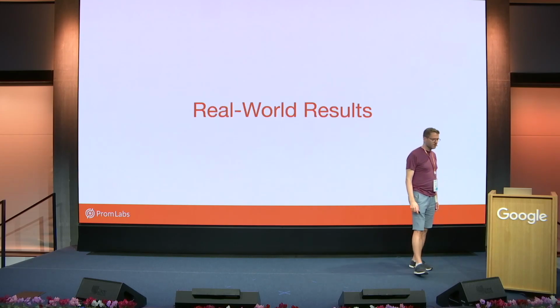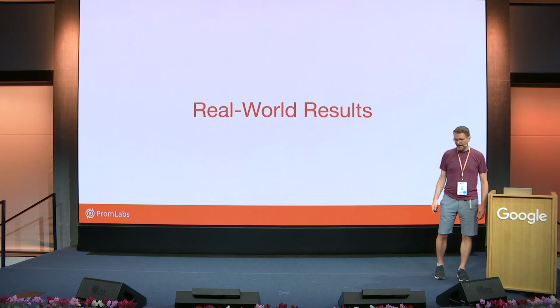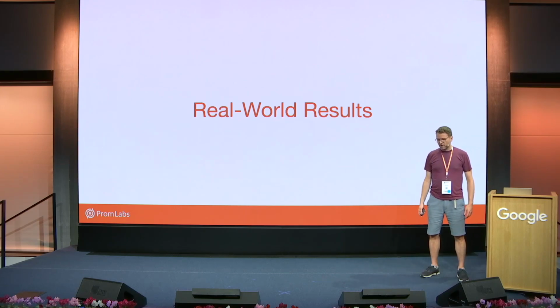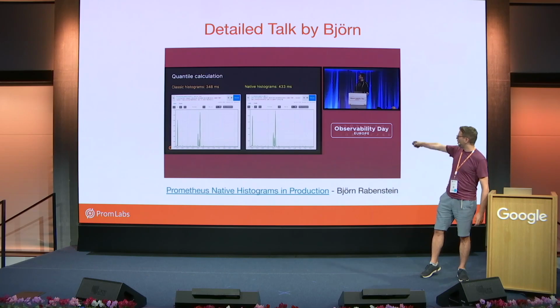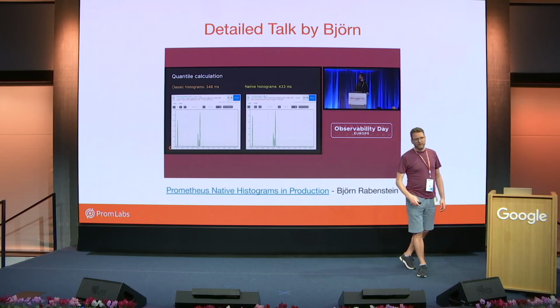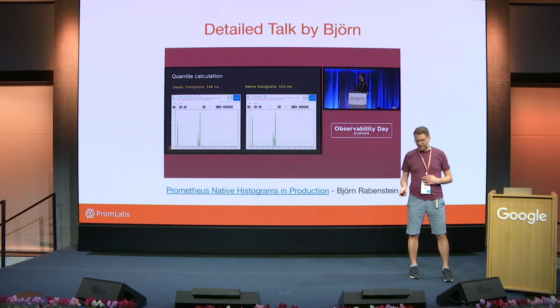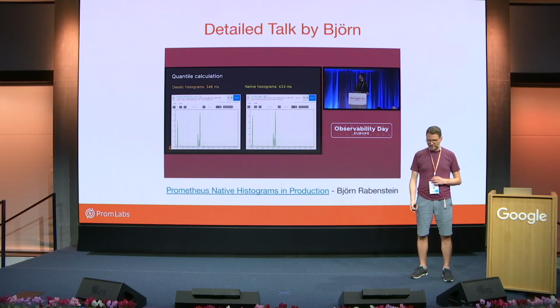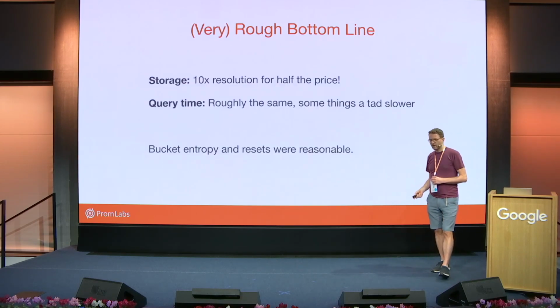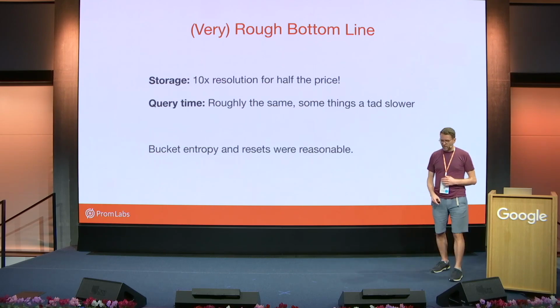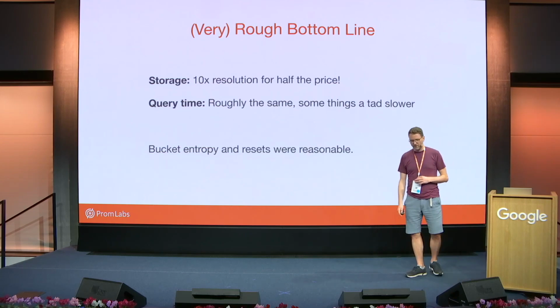Some real-world results, because you might be curious how good this actually is in reality. I don't have access to a large production use case of this yet, but Björn Rabenstein gave a really awesome talk at Observability Day Europe, where he ran this in production at Grafana Labs and compared classic with native histograms. Watch that talk, it's really awesome, but the very rough takeaway is he got 10 times the resolution in practice for half the price. So if you have any really big histogram woes about cost and so on, it's really awesome.